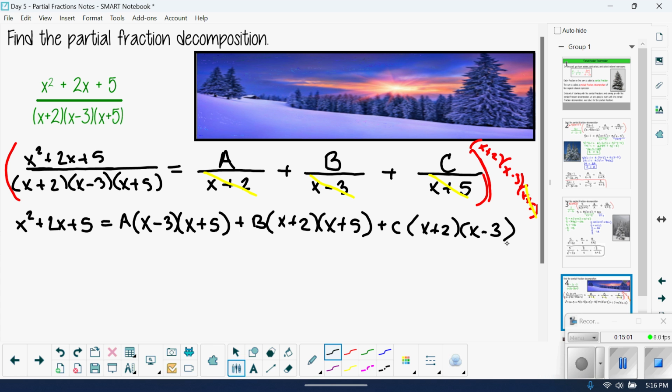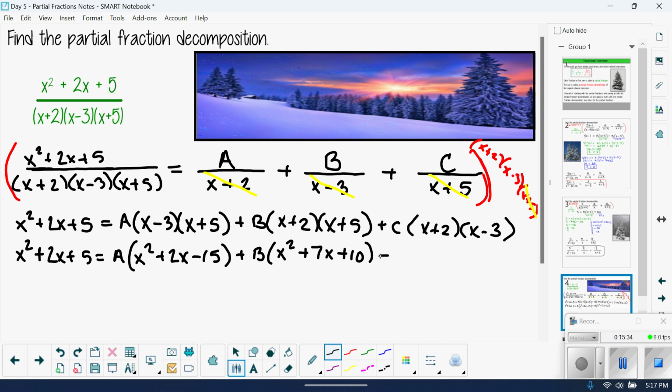Okay, we need to FOIL all of these, so go ahead and take a second to FOIL those so the left side stays the same. And then I'm going to leave the a out here while I FOIL, so go ahead and FOIL and combine like terms. I've got x squared plus 2x minus 15. And then I'm going to do the same thing with the 2 for the b. I'm just going to FOIL those. I get x squared plus 7x plus 10. And then with the c's, I get x squared minus x minus 6.